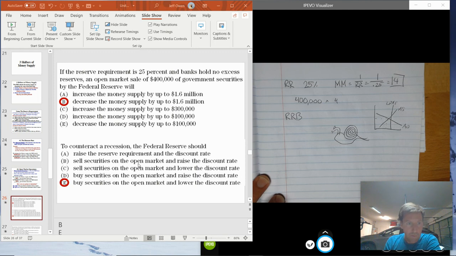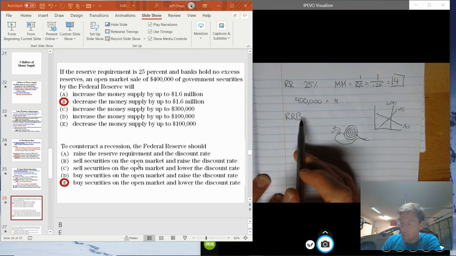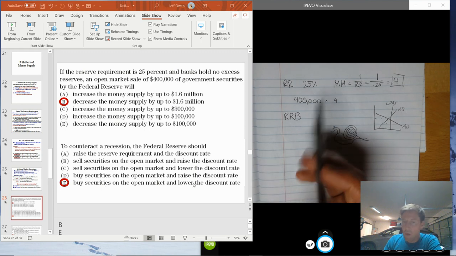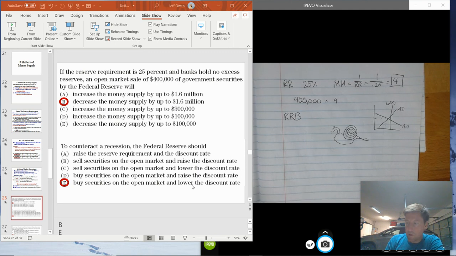So we're in a recession. We know we have to buy government bonds. So I'm looking at these right now, and I'm going to knock everything off until I get to right here. So I'm going to buy government securities on the open market and lower the discount rate. So there's our answer. Lower the discount rate. Cool. And the next one, go to our next page.